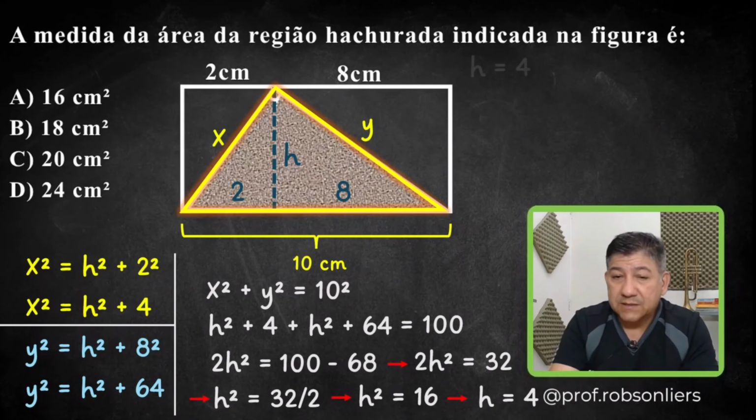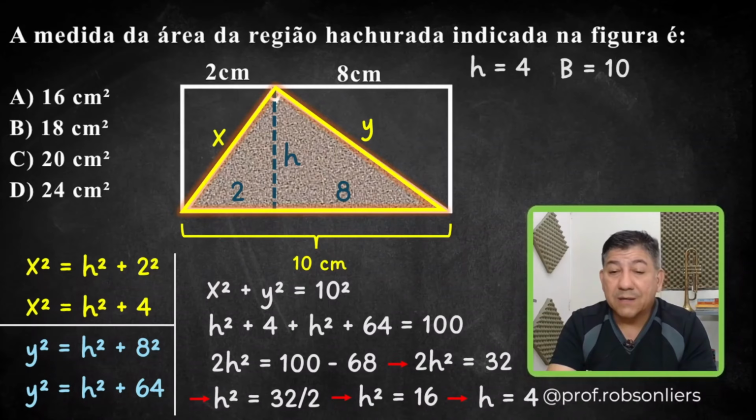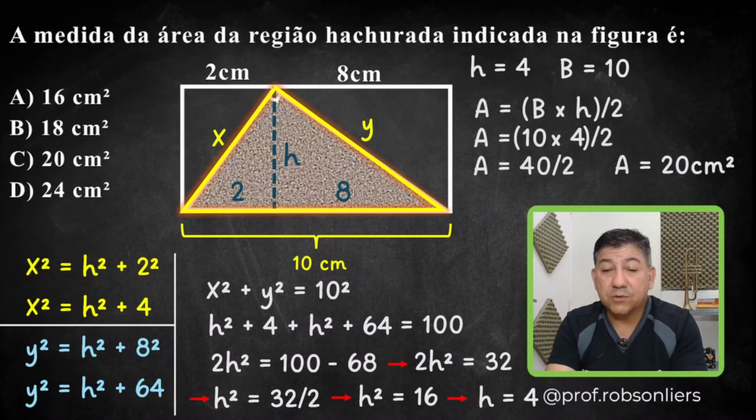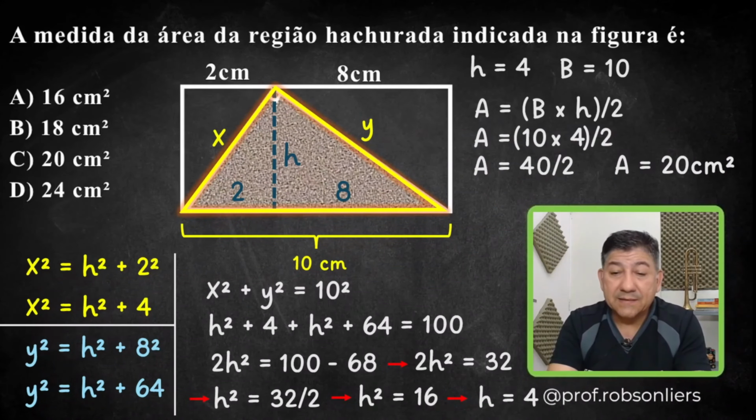I'll even leave it up here. The height is equal to 4 and the base of the triangle is equal to 10. Using the formula that we used back in the first solution, right? The area of the triangle is base times height divided by 2. It's going to be the same thing. I'll just repeat it here. Look, we had already solved it here. The base, which is 10, times the height, which is 4, divided by 2, 40 divided by 2, the area is equal to 20 square centimeters.